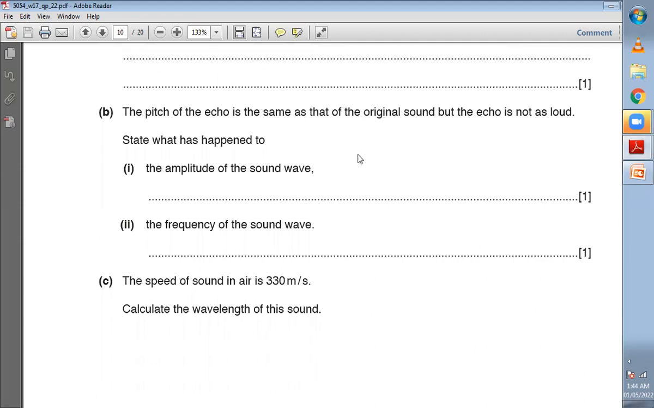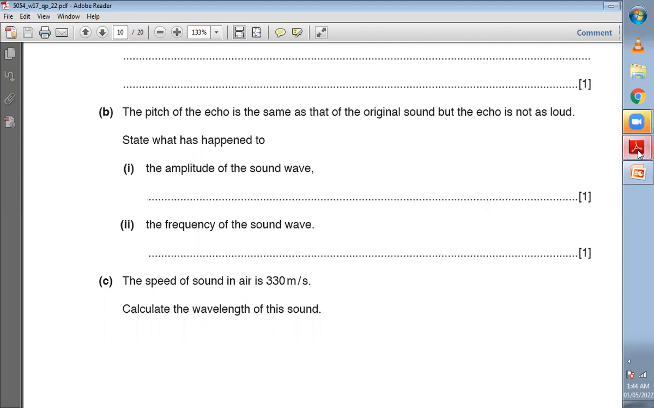The pitch of the echo is the same as that of the original sound, but the echo is not as loud. State what has happened to the amplitude of the sound wave and the frequency of the sound wave. The pitch depends upon the frequency. So if the pitch is still the same, it means the frequency has not changed. And the loudness depends upon the amplitude of the sound wave. So if the loudness has decreased, it means that the amplitude of the sound wave has decreased.